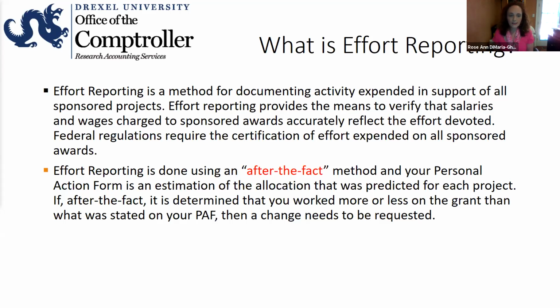Typically, effort reporting is done after the fact, and your personnel action form is an estimation of the allocation that was predicted for each project. If after the fact it is determined that you worked more or less on a grant than was stated, then a change needs to be requested. And this is Debbie, I'm going to jump in, and I think that change is only if it's greater than or less than 5% of a change.